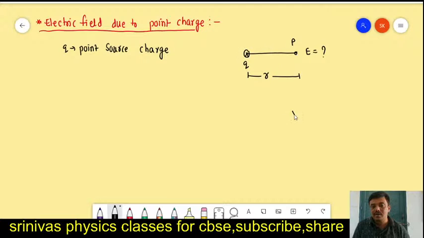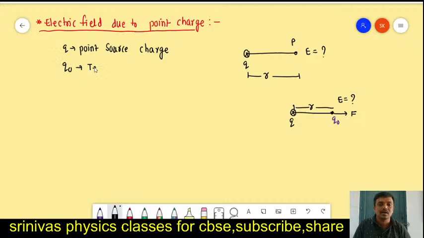Here we will draw one more diagram. This is the Q charge. At distance R, I want to find out the electric field. For that, at distance R you should keep one more charge, Q naught. This Q naught will experience some force, right? Q naught is called the test charge. The test charge is useful to find the electric field intensity at point P. That's all, there is no other use.